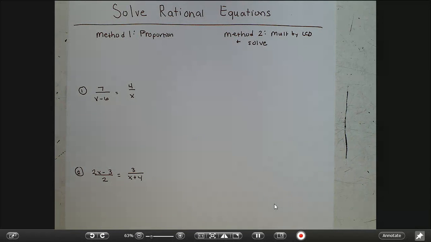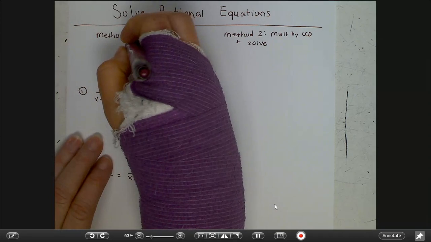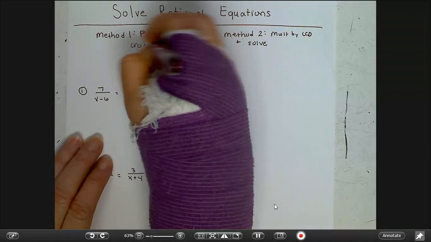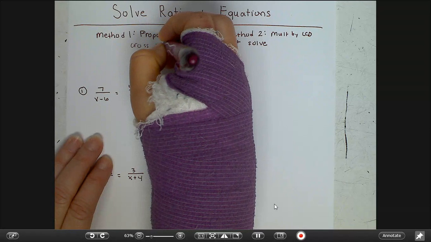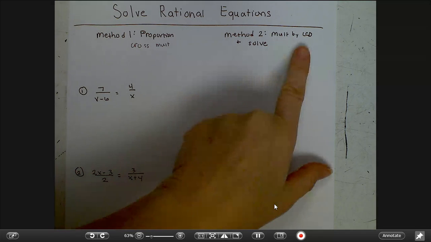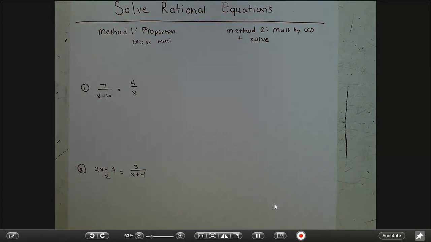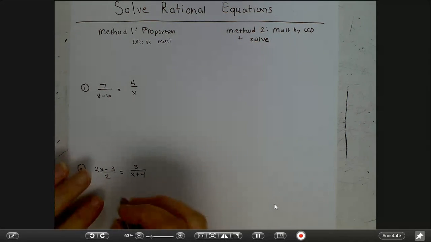There are two ways to solve these little guys. One is by proportion and cross multiply. Please excuse my little handwriting and my beautiful surgical wrap. We can cross multiply, or the other option is to multiply by the least common denominator, which is kind of like how we add the rational expressions, and then we're going to solve it from there. So let me just show you an example of each.